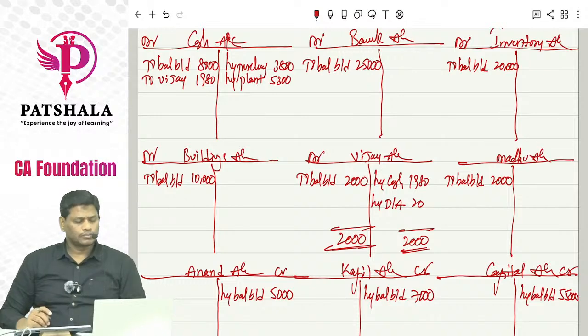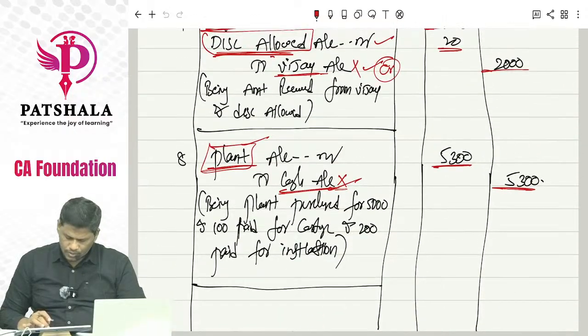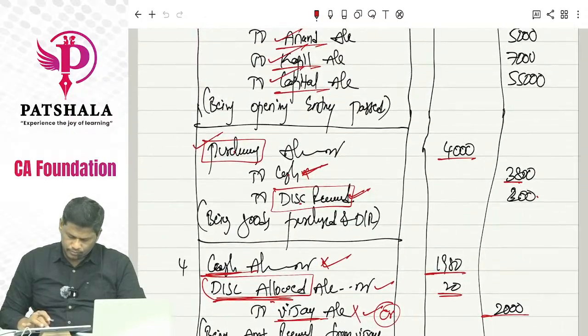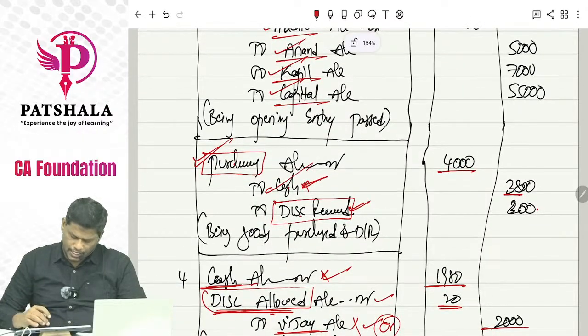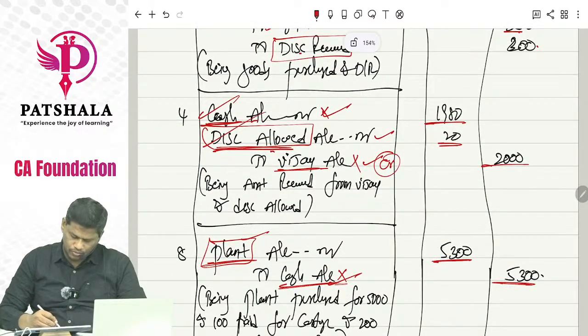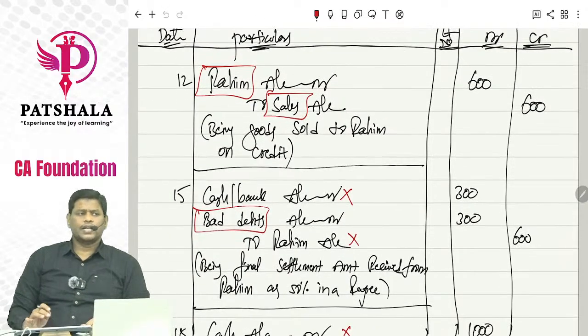Dana? Next. So plant is also done. So we have posted purchase, we have posted cash, discount, Vijay, plant, cash. Next. Rahim sales.